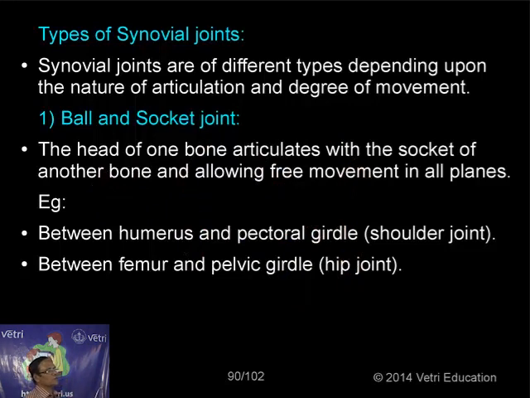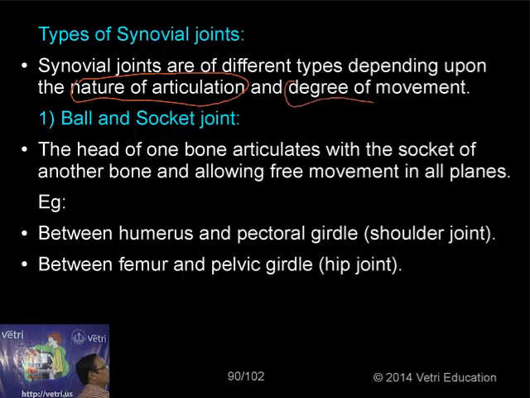Now, types of synovial joints. There are different types of joints depending upon the nature of articulation, how they articulate with one another and how far they allow movement, whether only a certain degree or a high degree of movement. Now, the ball and socket joint. Here one bone head acts as a ball, whereas another bone has a cavity called the socket, so that the ball of one bone fits into the cavity. Examples of the ball and socket joint are the shoulder joint and the hip joint.